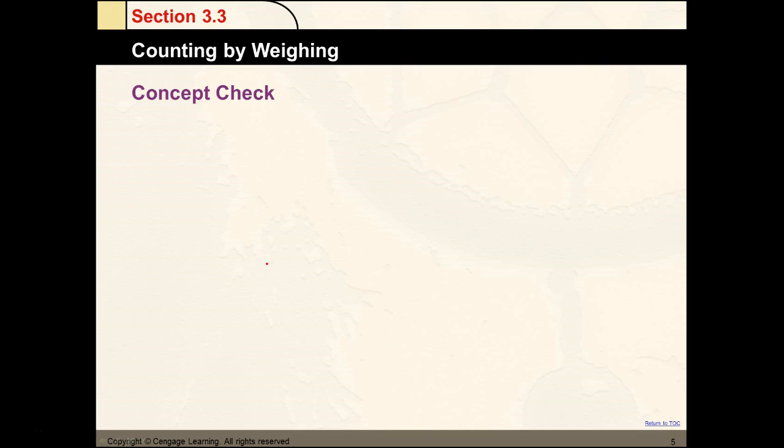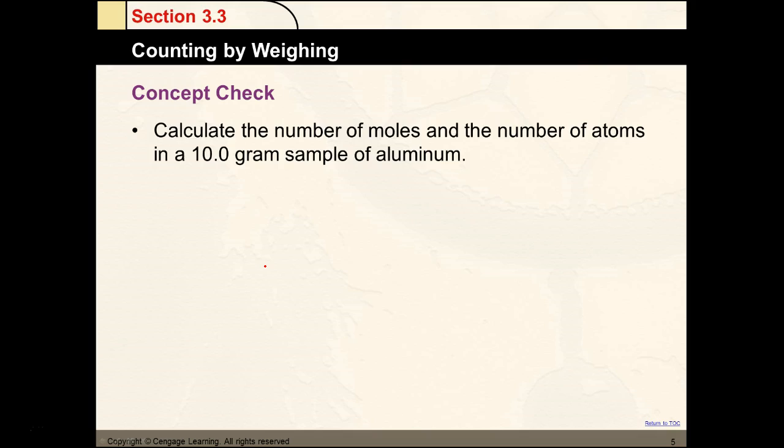Now, let's go on to another example. Calculate the number of moles and the number of atoms in a 10-gram sample of aluminum. Okay, so this problem is a little bit different. Instead of starting with moles, we are starting with grams of aluminum. So this time, in order for us to cancel out grams, we're going to have to use its average atomic mass from the periodic table.